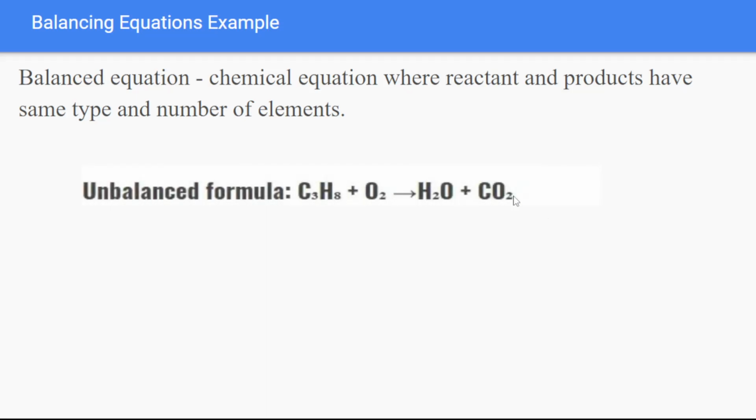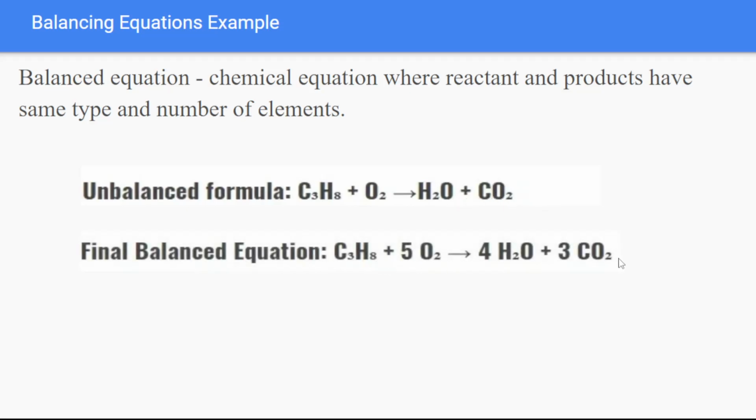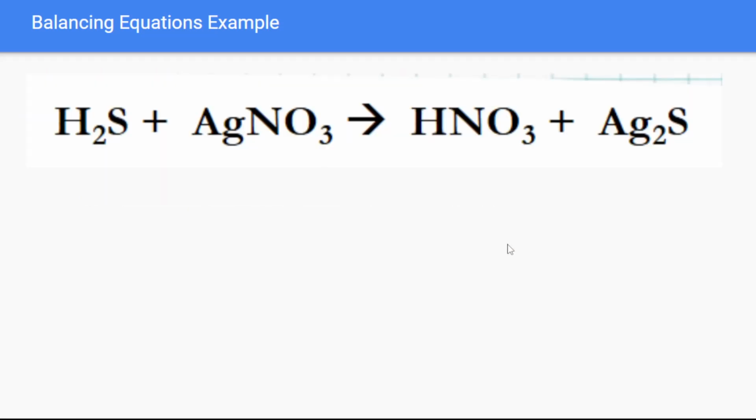Here's an unbalanced equation. You'll notice that carbon is unequal on each side of the equation. We have 3 carbons versus 1. We have 8 hydrogens versus 2. We have 2 oxygens versus 3. But if we balance it by changing the coefficient, then we have an equal number of each element on both sides of the equation. Let's look at an example.